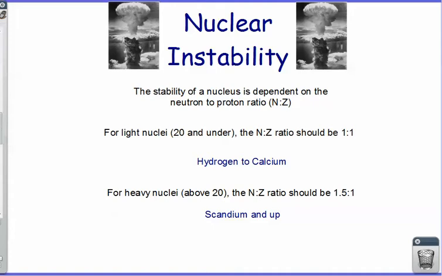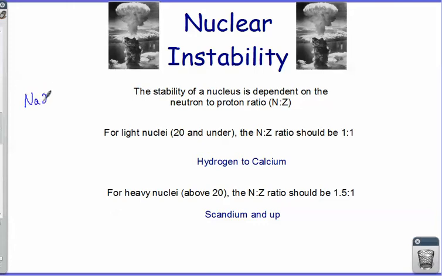So we have two groups. We have light nuclei and heavy nuclei. So for light nuclei, that goes from up to atomic number of 20, which is calcium. So calcium and under, the neutron to proton ratio should be 1.1. So if we take a look, common isotope, let's look at sodium.